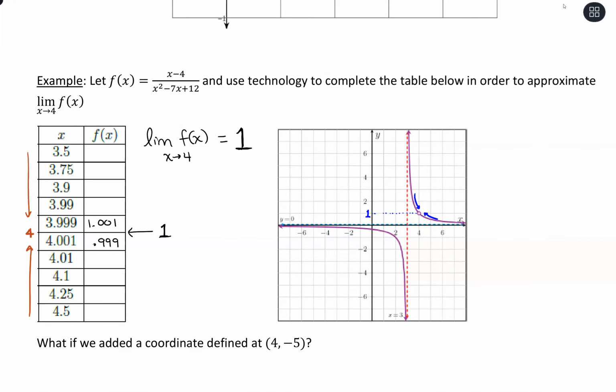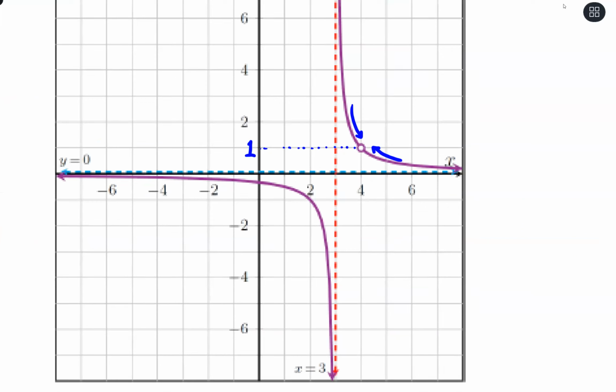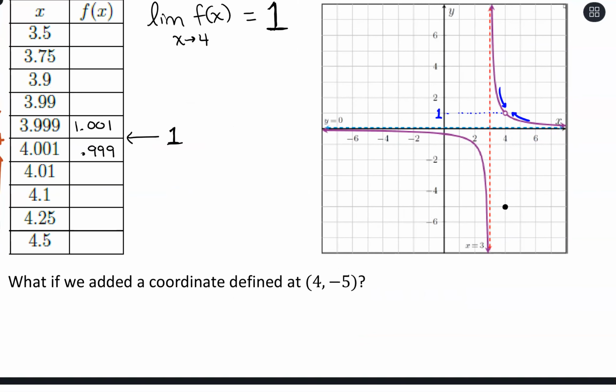Oh, sorry, what if we added a coordinate defined at 4, -5? So what if I went to 4, -5, and I said, but hey, we're defined down here. That's great in terms of our function, cool, now we're defined at x equals 4. We have an output value. It does not change the limit though. Our limit stays at positive 1 because it's that idea of getting closer and closer from the left and right hand side. So this does not change the limit.